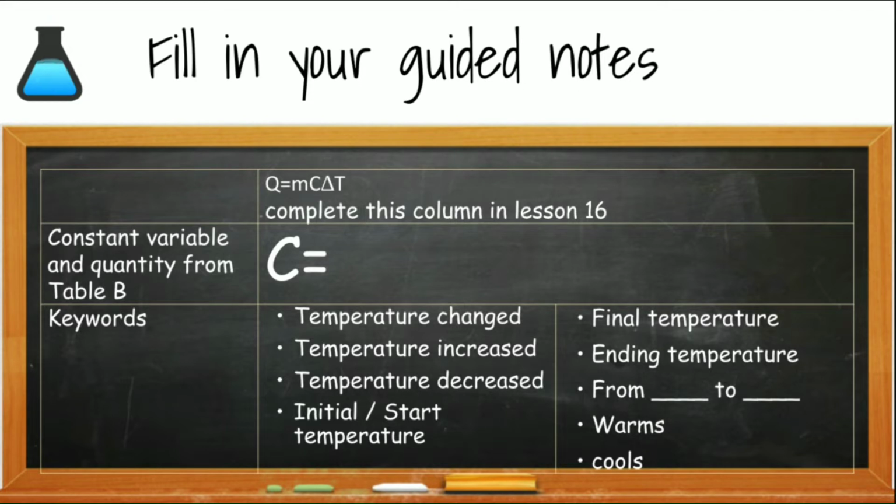The keywords that you're going to look for in the word problem that will tell you that you should be using this equation, Q equals mc delta T, include words like temperature change, temperature increased, temperature decreased, the initial or starting temperature, final temperature, ending temperature, from blank degrees Celsius to blank degrees Celsius, warms or cools. If you see any of these words in a word problem, you know you should use the equation Q equals mc delta T.